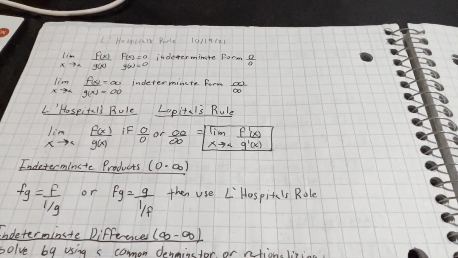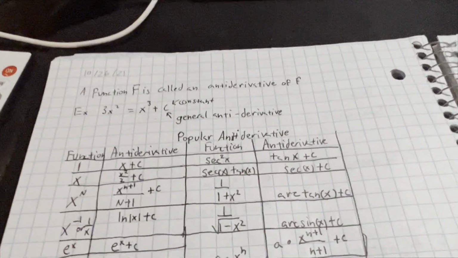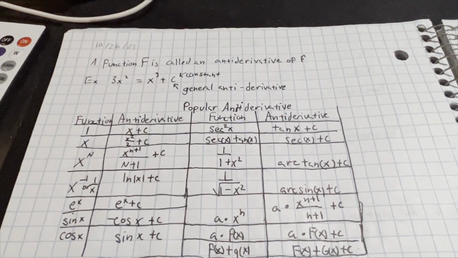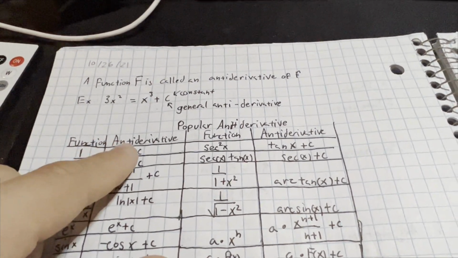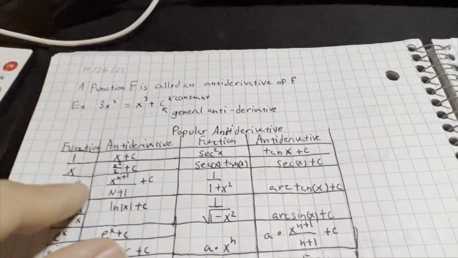There's L'Hopital's rule again. L'Hopital's? I think I'm saying that right. Sketching a graph. What is this? Oh, this is in pen. This is fancy. Oh, this is how we find the antiderivative of 1. We just add, it's going to be x plus c.